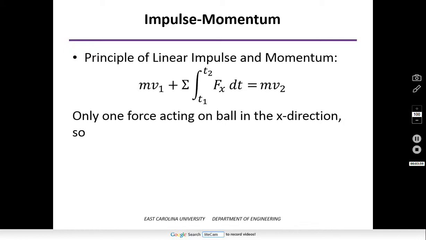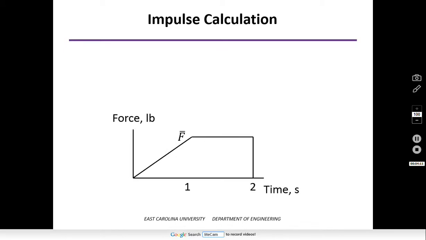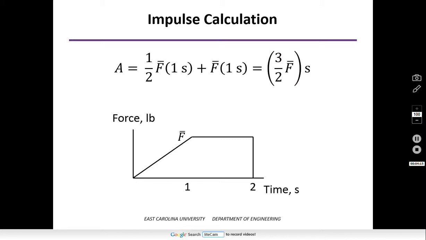And we only have one force, and it's acting in the x direction. So that middle term, the sum of all the impulses, is simply the one impulse, which is the area under the force time curve. And so here's the force time curve once again. And calculating the area, we have a triangular area and a rectangular area, add them together, and we get 3/2 times F with units of seconds.